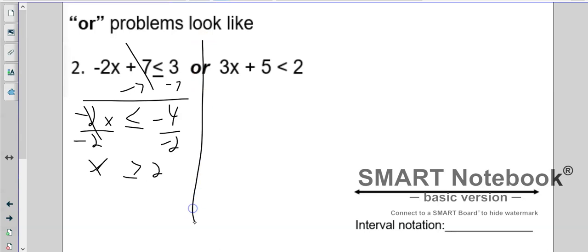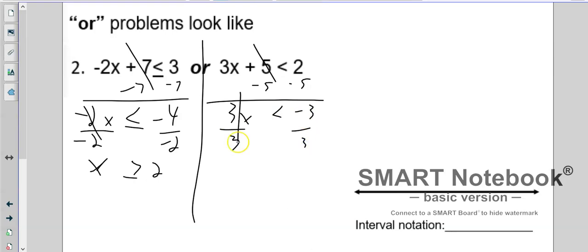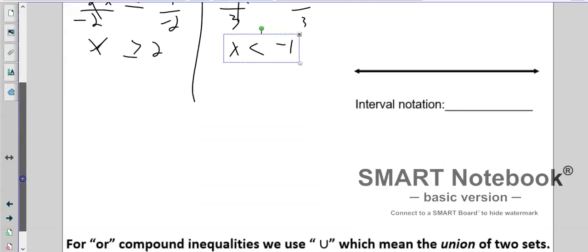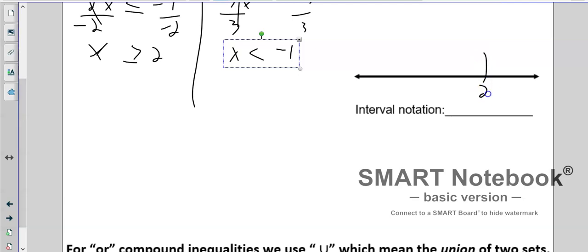Or, over here, I'm going to subtract 5. 3x less than 2 minus 5 is negative 3. Divide by 3. I divide by positive, so there's no flipping. x is less than negative 1. Let's see what that looks like. x is greater than or equal to 2. Greater than or equal. Okay? Or it's less than negative 1. Negative 1 is less than 2, so it goes on the left side of 2. And it's an open dot, and it goes that way.